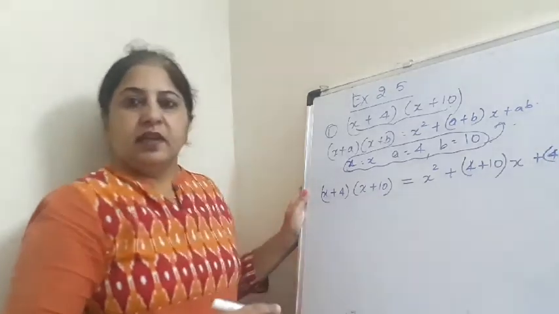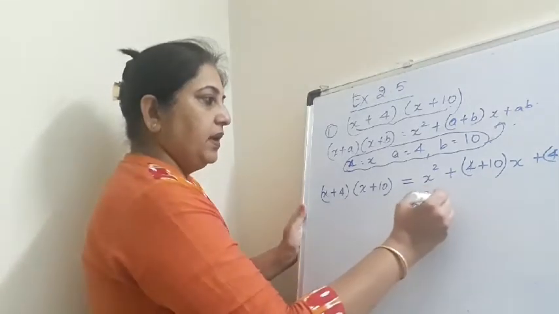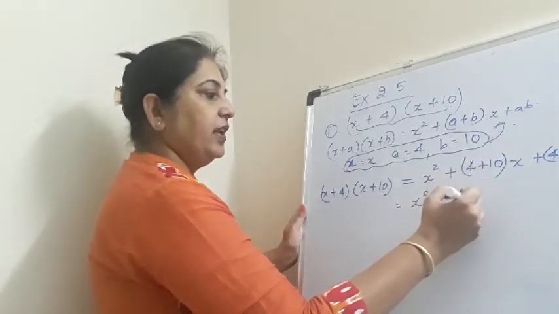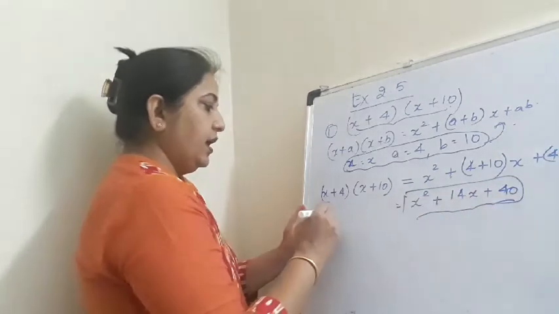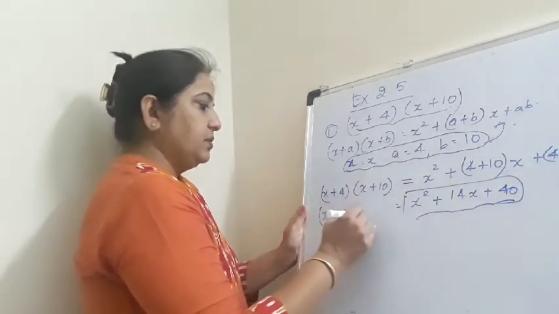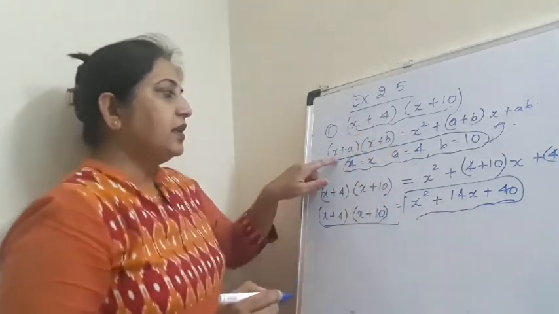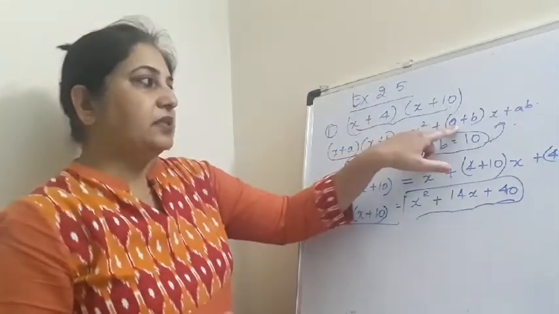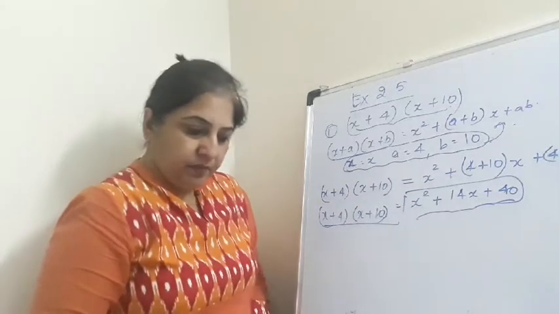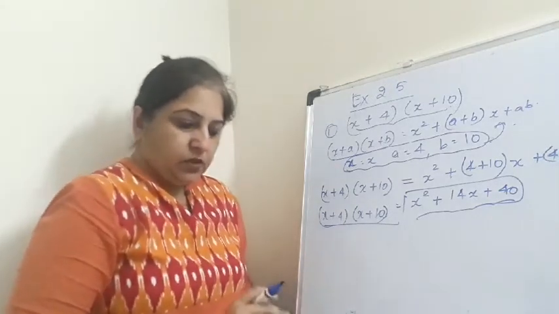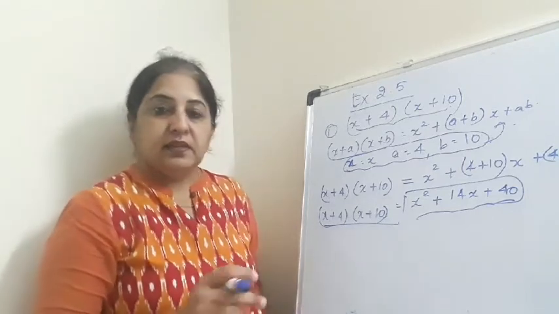If you have learnt the identities, you will understand this sum quickly. So next, x square plus (10 + 4) is 14x plus 40. So this is the answer for (x + 4) and (x + 10). The identity which we use here is (x + a) into (x + b), x square plus (a + b)x plus ab. Okay, so this is your question number 1, and there are a total of 5 questions. So I will take up one question with the minus signs.